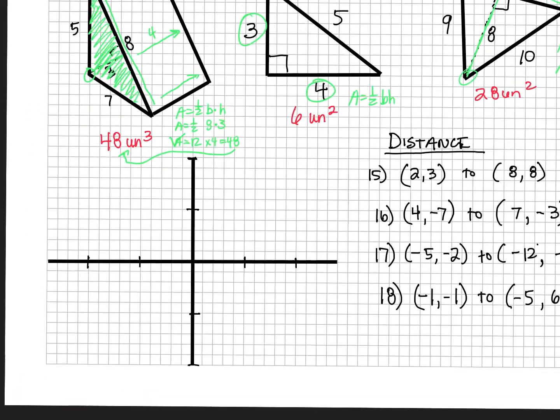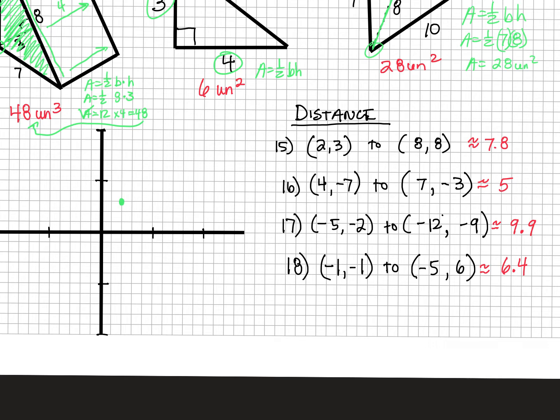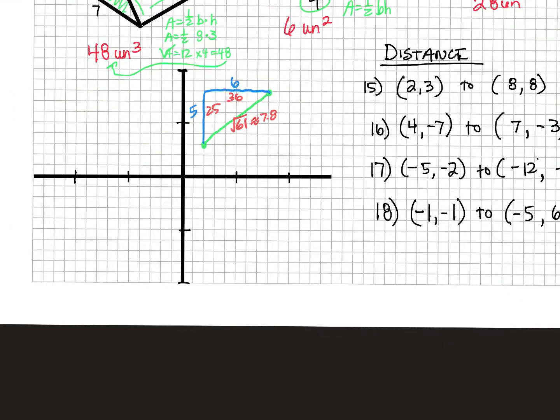All right, let's go on to these guys. I'm going as fast as I can because it takes a long time to download. Okay, 2, 3 is right there, and 8 is right there. If I make my line, then my 2 triangles are going to be 1, 2, 3, 4, 5, and 1, 2, 3, 4, 5, 6. 5 squared is 25, 6 squared is 36. If I add those together, I get 61. When I take the square root of 61, it's close to 64, but not super close. That's roughly 7.8.